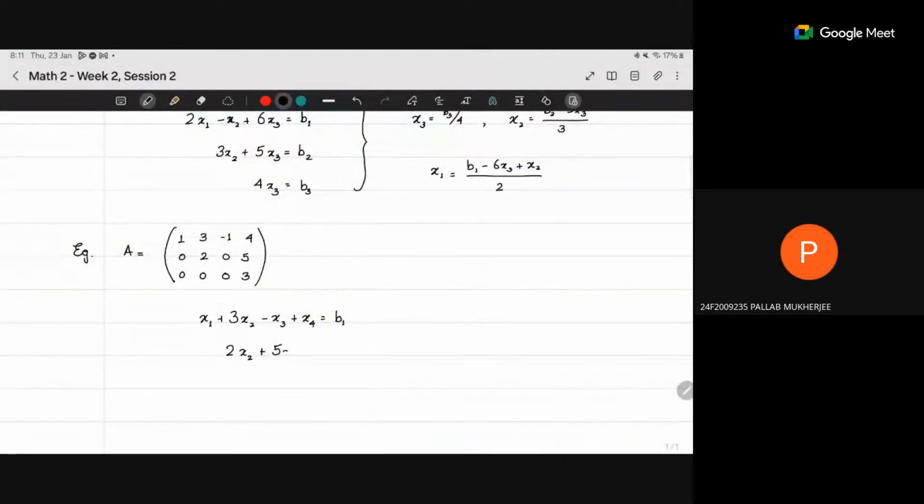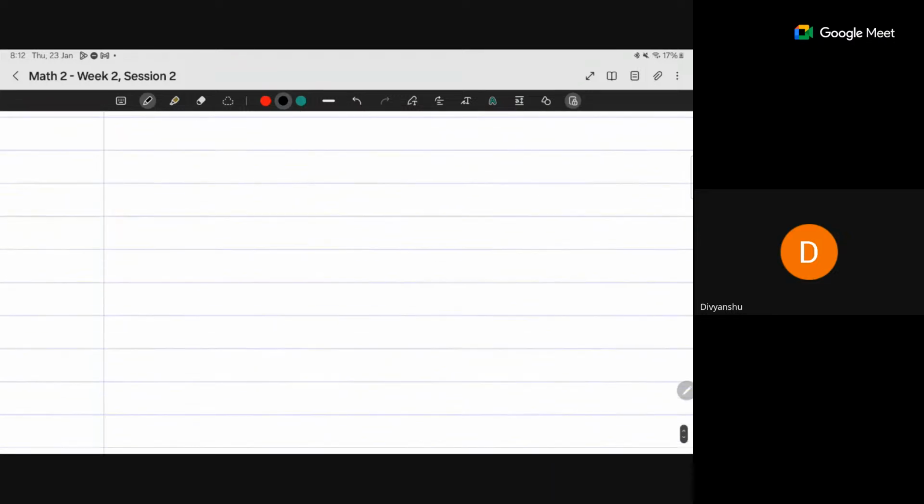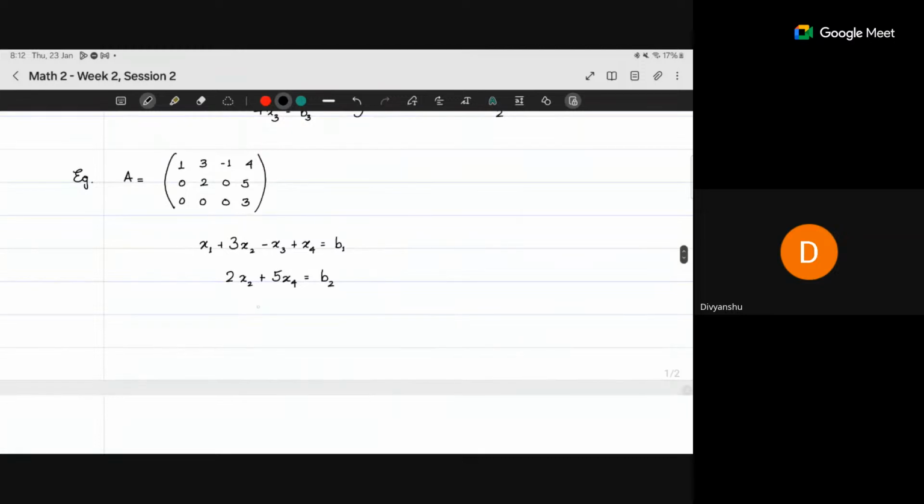In the next example, we also see something similar. Here you'll have x1 to x3, b1 to b3, and 3x4 is equal to b3. Once again, you see that you have one value immediately from equation 3, which gives you x4 is b3 by 3.